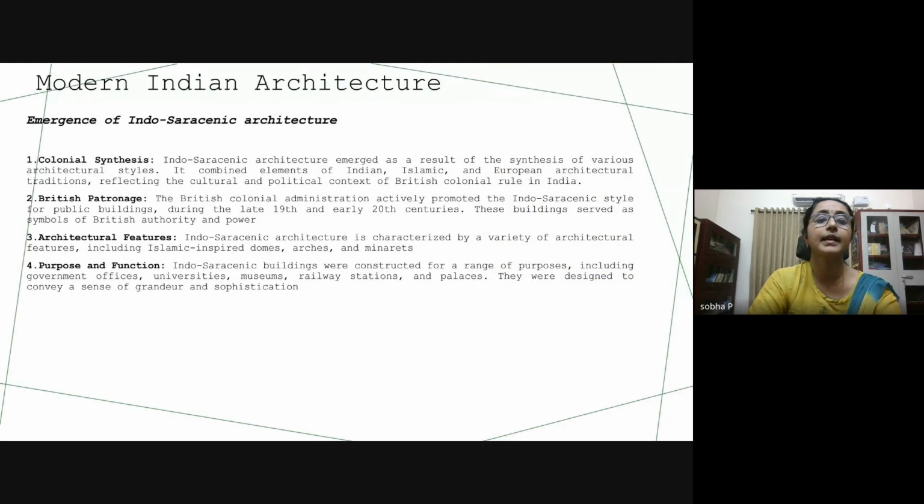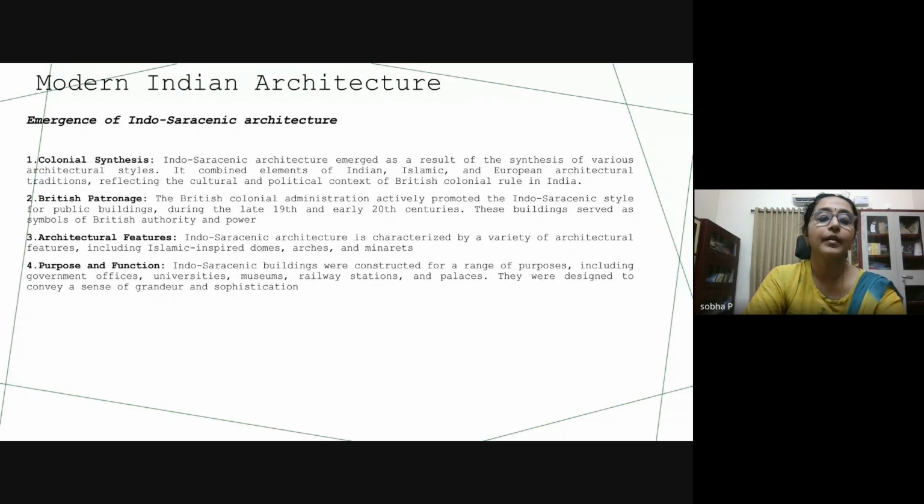On the emergence of Indo-Saracenic architecture, the main four points we can quote here are: this Indo-Saracenic architecture emerged as a result of a synthesis of various architectural styles, because it combined elements of Indian, Islamic, and European traditions. That reflects the cultural and political context of British rule in India. The administration promoted the Indo-Saracenic style for public buildings during the late 19th and early 20th century.